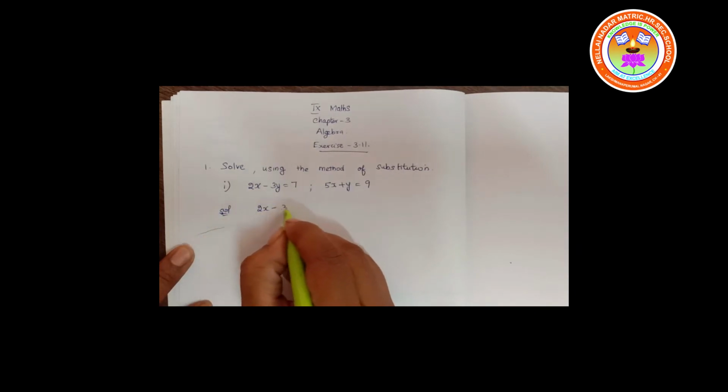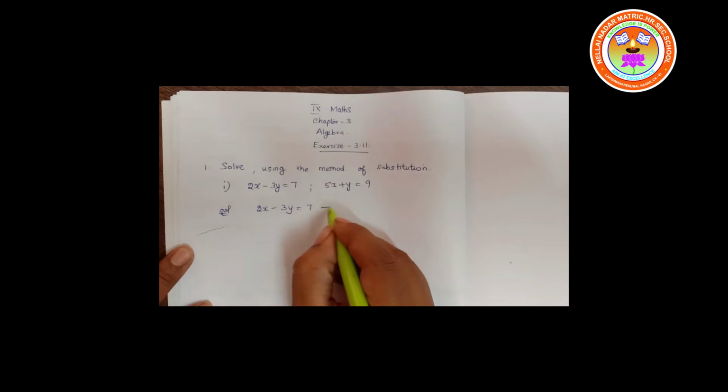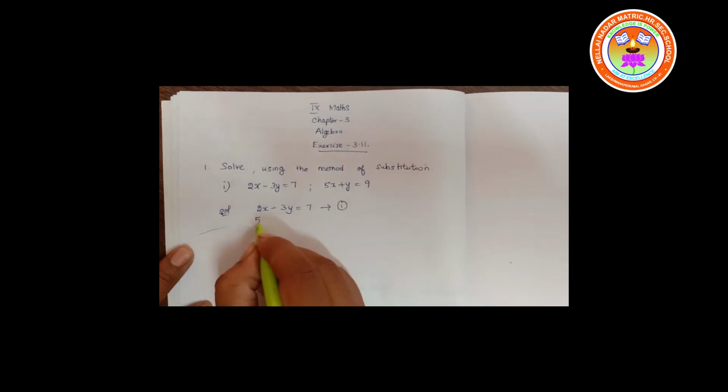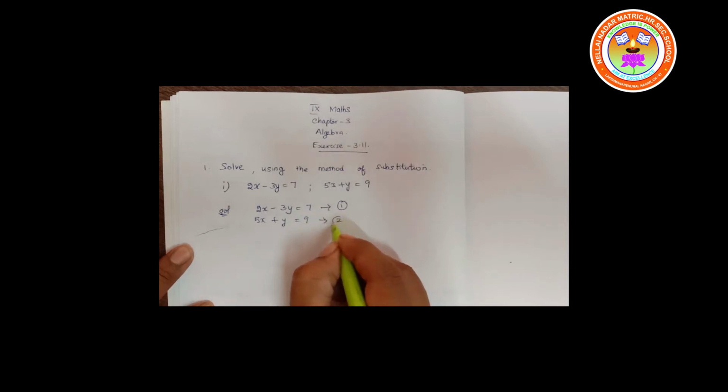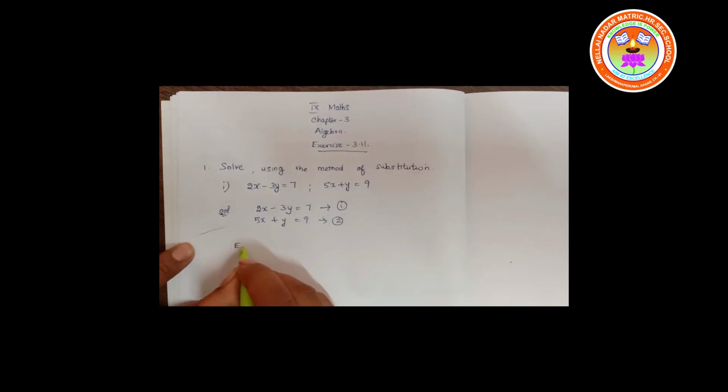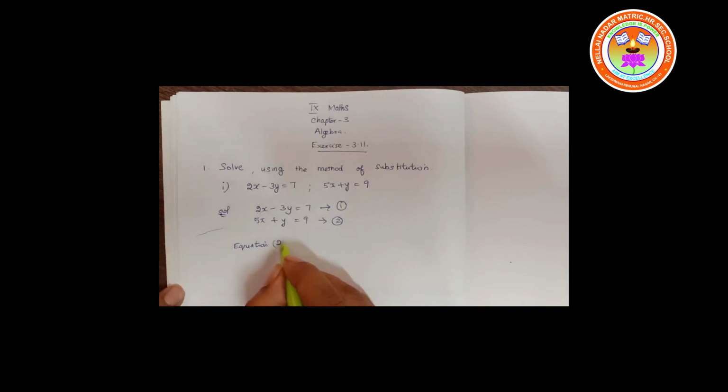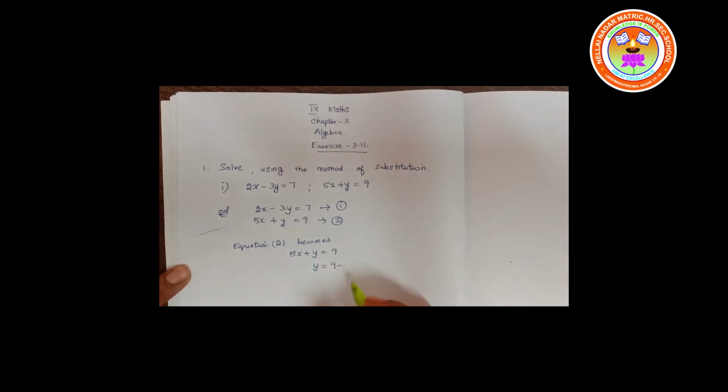2x minus 3y equal to 7. You consider this as equation number 1. 5x plus y equal to 9. You consider this as equation number 2. Now equation 2 is 5x plus y is equal to 9. y equal to 9 minus, you transfer plus 5x to that side, it becomes minus 5x. So y equal to 9 minus 5x.